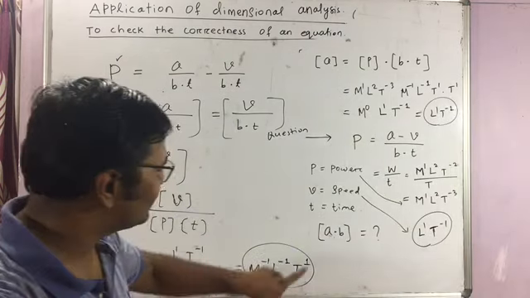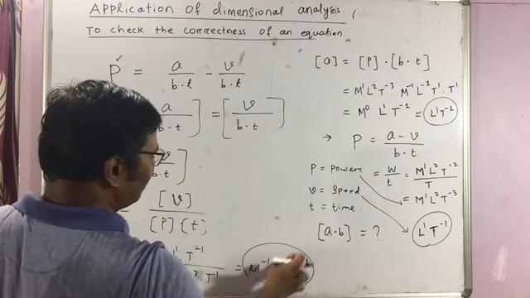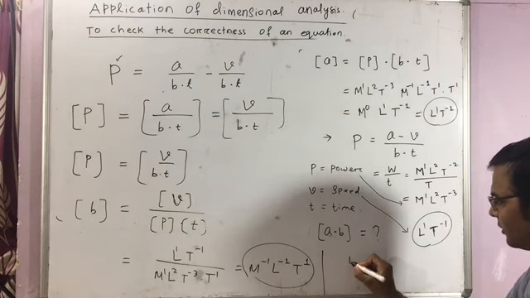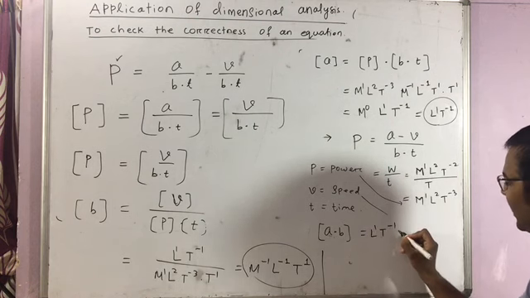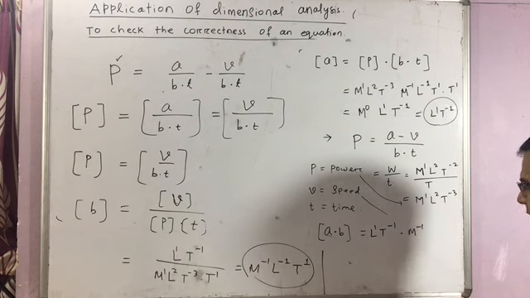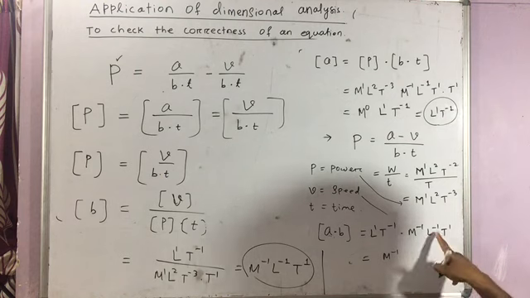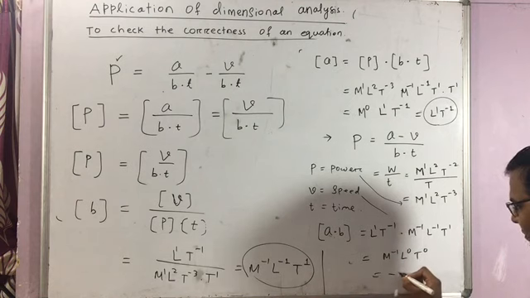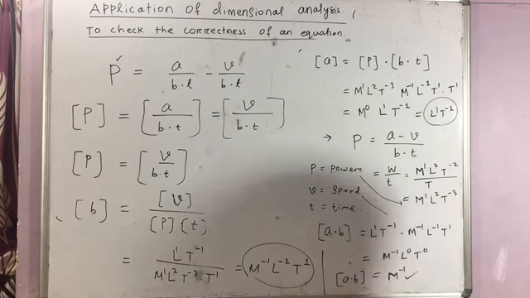Now your question asks to find the dimension of A into B. So now I can find A into B by multiplying this dimension with that quantity. A is L1 T minus 1, multiplied by the dimension of B, which is M minus 1, L minus 1, T1. If you find the product, you are going to get M minus 1, L minus 1 and L1, so L0, T minus 1 and T1, that is T0, or simply M minus 1. So the dimension of A into B is M minus 1.